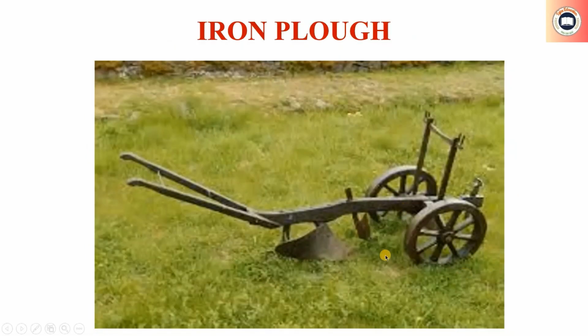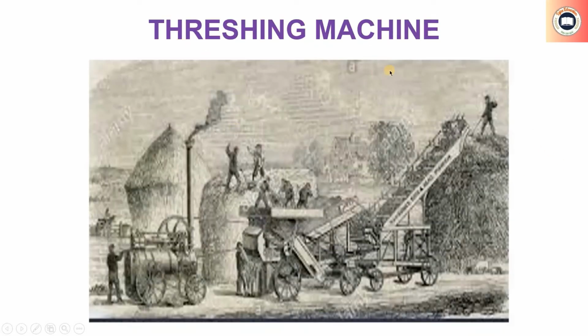Children, this is an iron plow. Iron plows were stronger than wooden plows and they could plow or dig up even the hardest of soils. So people started using this machine. Children, this is the threshing machine, or thresher. The main use of the thresher is that it separates the grain from the chaff. It does so by beating the plant and making the seeds fall out from it.